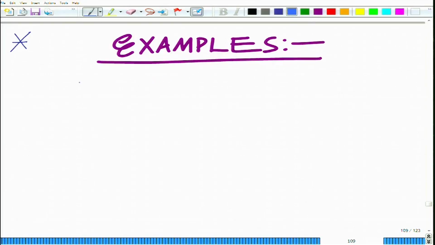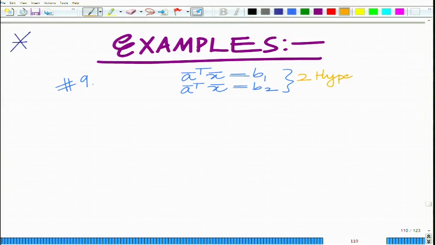So, consider two hyperplanes given by A bar transpose x bar equals B1 and A bar transpose x bar equals B2. Recall that this is the equation of a hyperplane. These are two hyperplanes, and in fact you can see these are parallel. You will realize that these are two parallel hyperplanes.